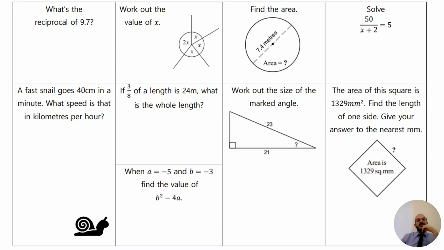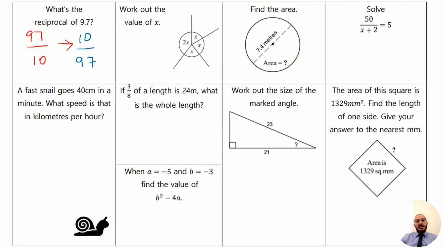Right, what is the reciprocal of 9.7? So we know that 9.7 is the same thing as 97 out of 10. And if I'm trying to find out the reciprocal, the fraction is going to just flip upside down. So it's going to be 10 out of 97.